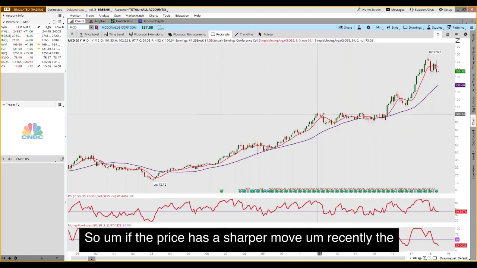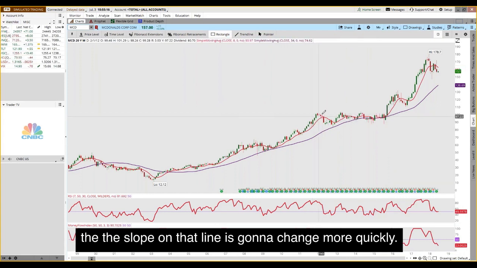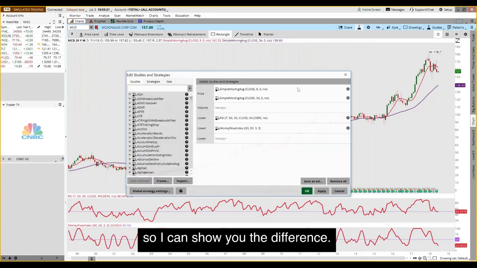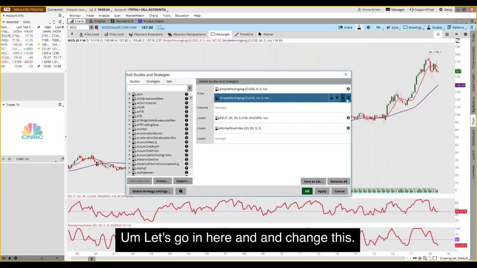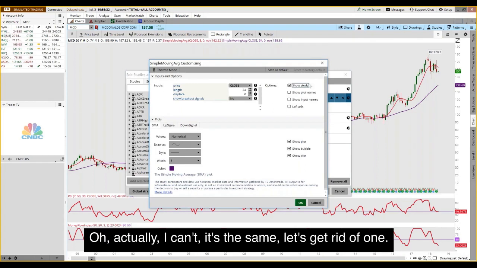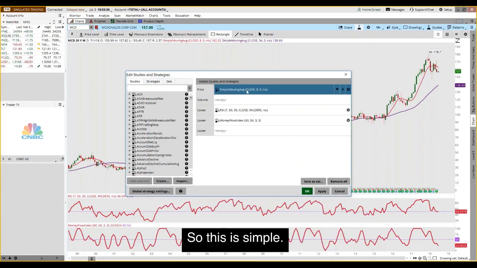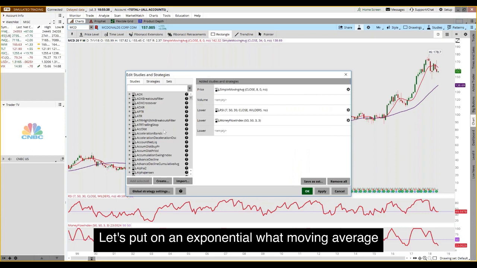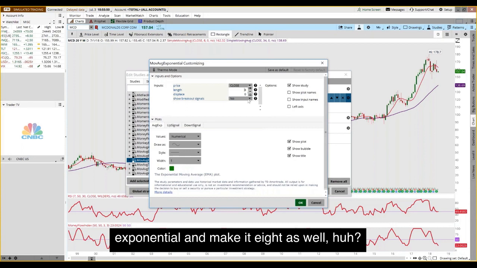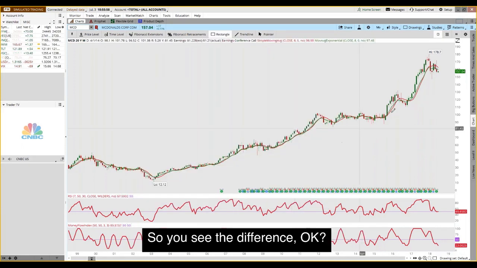So if the price has a sharper move recently, the slope on that line is going to change more quickly. Let's go in so I can show you the difference. Let's get rid of this one. So this is simple. Let's put on an exponential moving average and make it 8 as well. Thicken it up. So you see the difference?